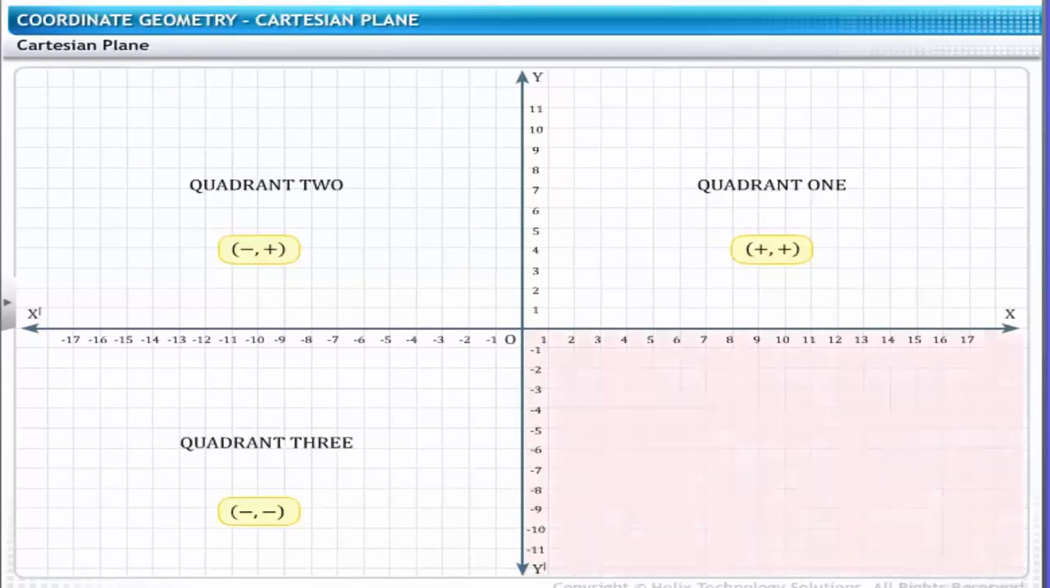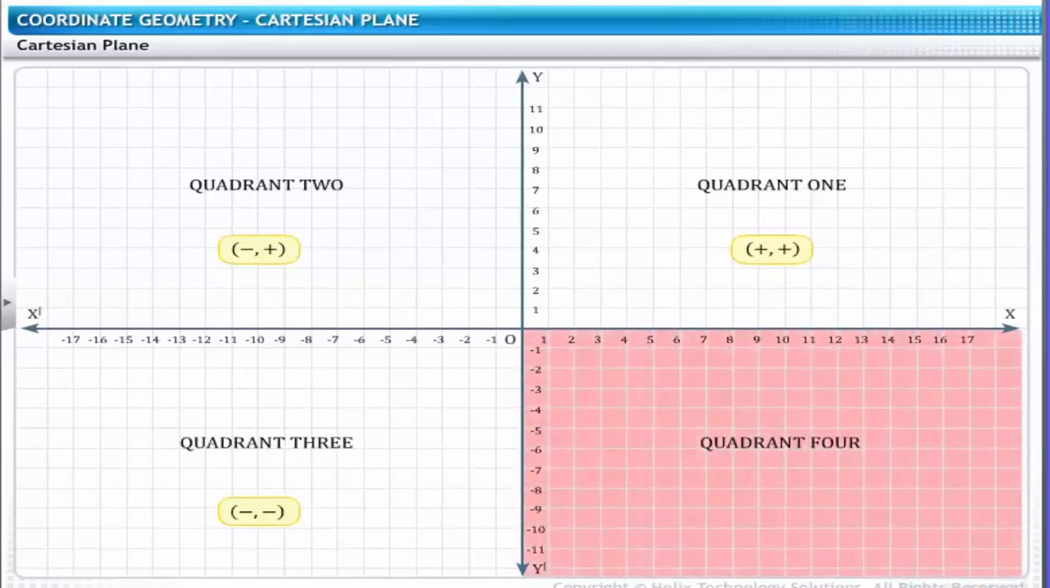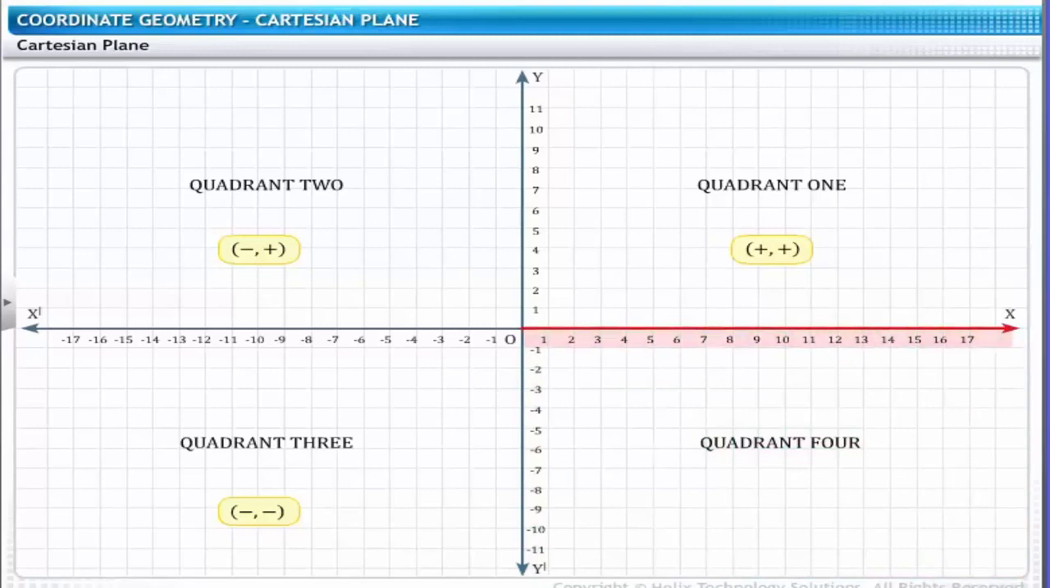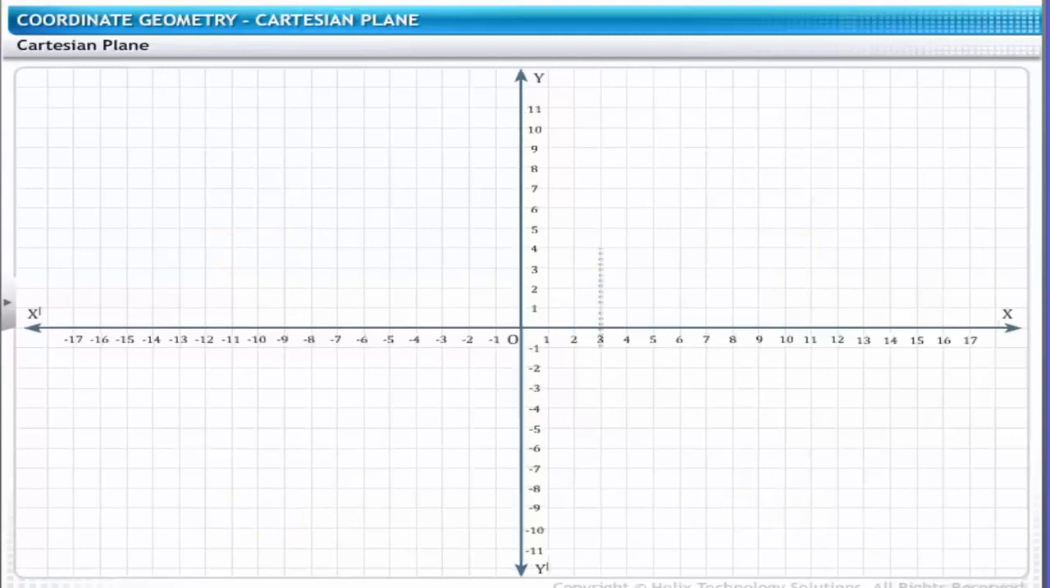Y dash OX is called quadrant 4. In this quadrant, X coordinates have positive values and Y coordinates have negative values. This quadrant is of the type plus, minus.